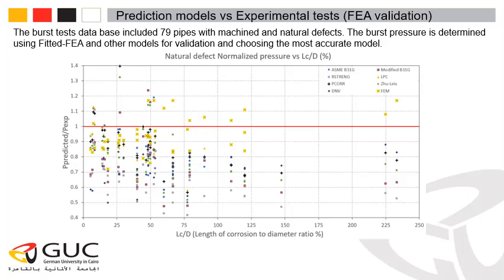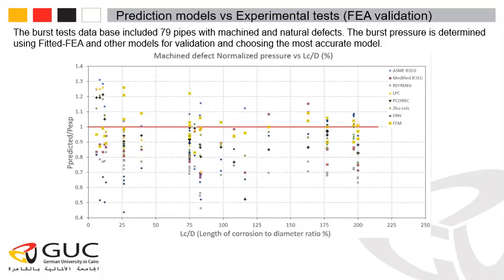We can also put the length of corrosion to diameter ratio on the x-axis. However, these are the same graphs but with different x-axis. We can also find that all or most of the models provide very conservative results at small to relatively high length of corrosion. However, the finite element model could provide conservative results for small or short corrosions. However, it might not be conservative for long corrosions. However, it is considered to be the most accurate model in terms of the mean square error. The same thing is obtained for machine defects.